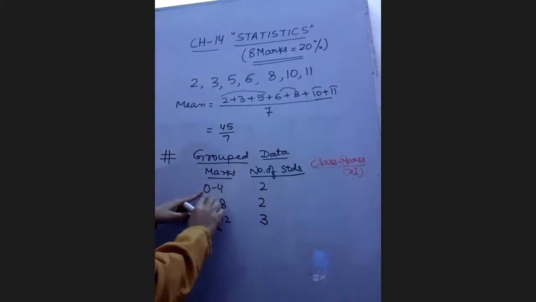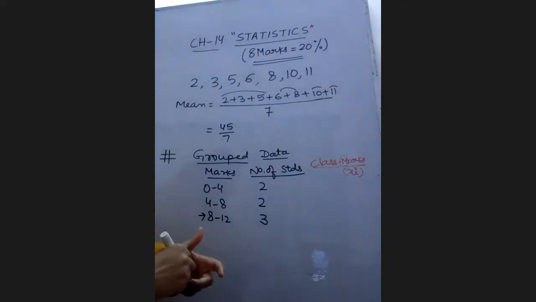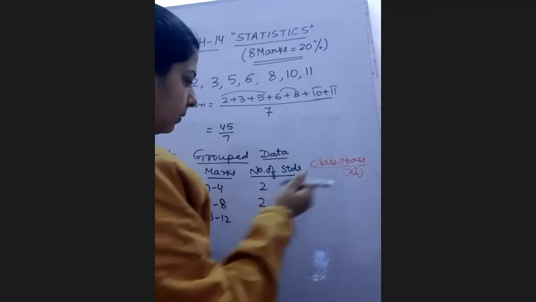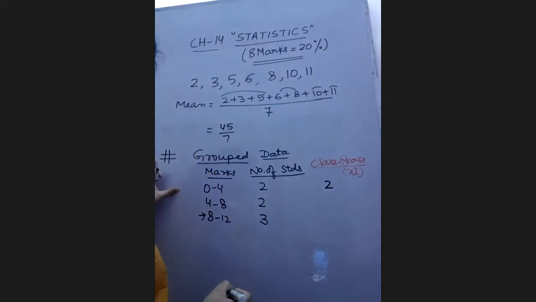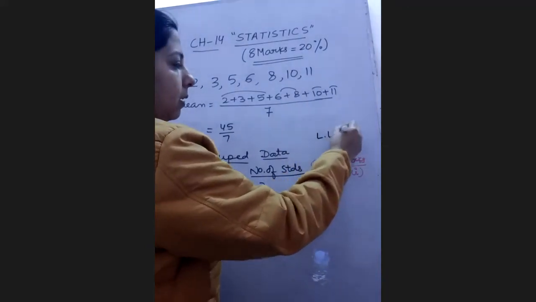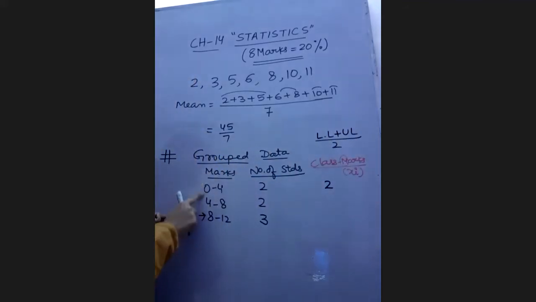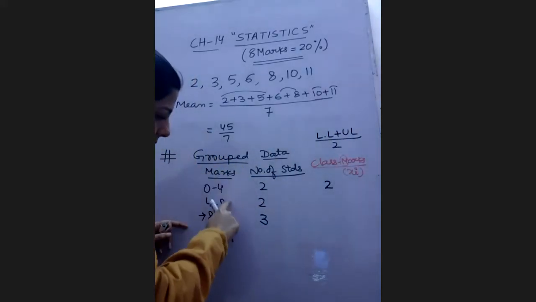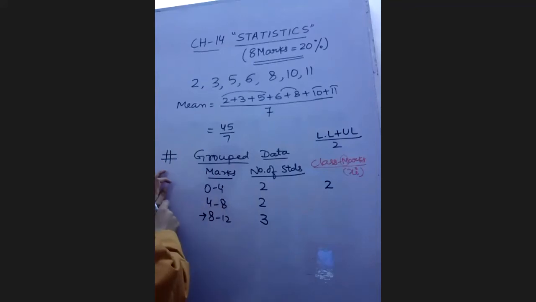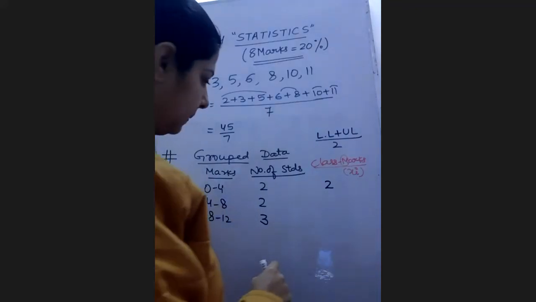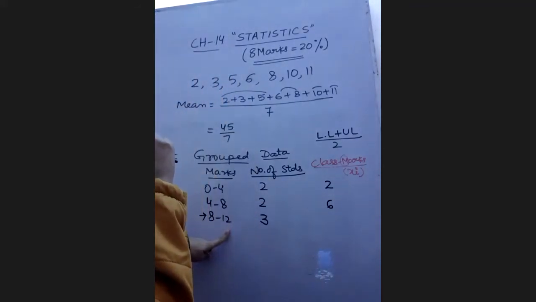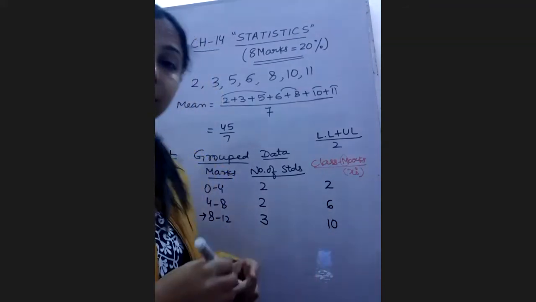So what is the midpoint of class interval 0 to 4? 2. Middle value? Yes, ma'am. Lower limit plus upper limit divided by 2. I hope you know these are our lower limits of the class intervals and these are all upper limits. So lower plus upper divided by 2. Now 4 plus 8, what is the middle value of the 4 to 8 interval? 6. And for 8 to 12? 10.